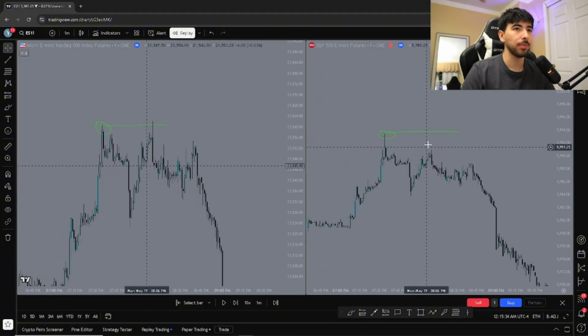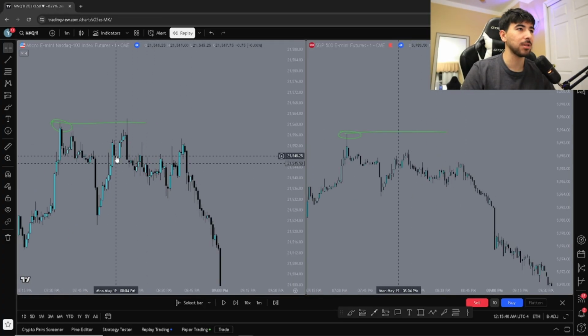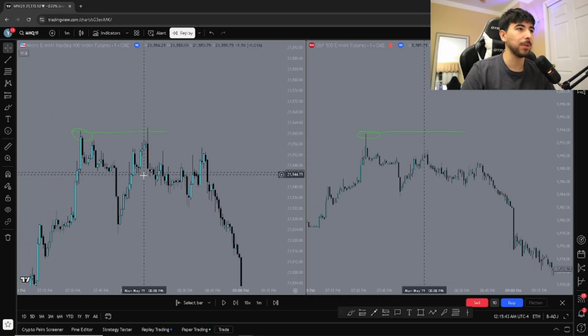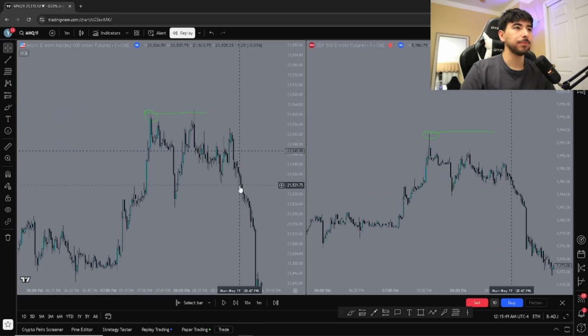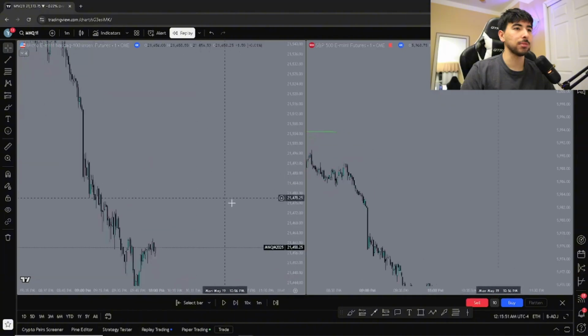All right, so that right there is how you could use SMT divergence, and you could find an entry model right over here. We have a nice bearish SMR right here: liquidity sweep, market structure shift, return to fair value gap, and price just absolutely dumped. Right? Beautiful SMT divergence. Now let's look at actually an example that I saw today.